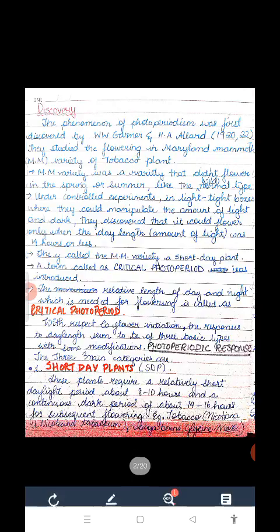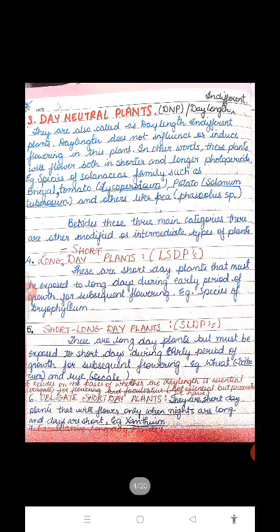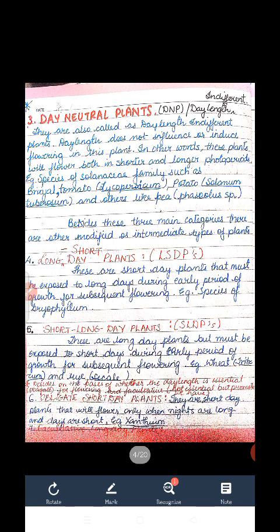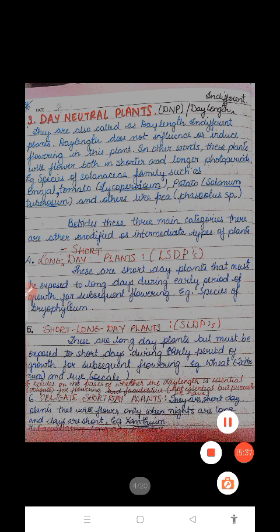The day neutral plants. If you look at the day neutral plants, these plants are not going to be affected by the photoperiod, which means if you give it a long day, if it's a short day, whatever amount of sunlight you give it, still this plant will flower. So those are the three types of plants.